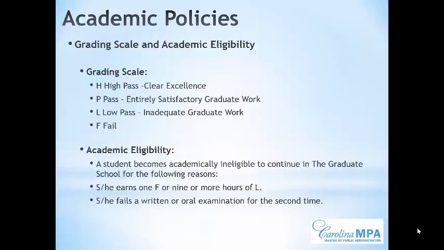The grade scale is as follows: H, high pass, clear excellence; P, pass, which is entirely satisfactory graduate work; L, low pass, which is inadequate graduate work; and F, fail. Academic eligibility. A student becomes academically ineligible to continue in the graduate school for the following reasons. He or she earns 1 F, or 9 or more hours of Ls. He or she fails a written or oral examination for the second time.